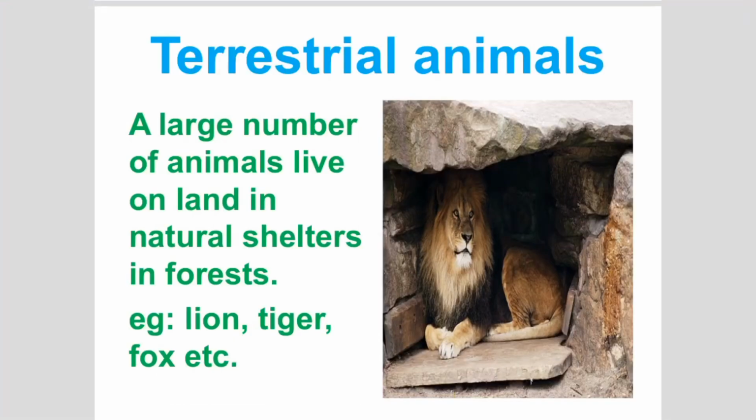Children, first let us discuss what are terrestrial animals. Terrestrial animals are animals which live on land. A large number of animals live on land in natural shelters in forests. For example, a lion lives in a den and a fox lives in a cave. Snakes live in holes, while termites live in underground colonies.